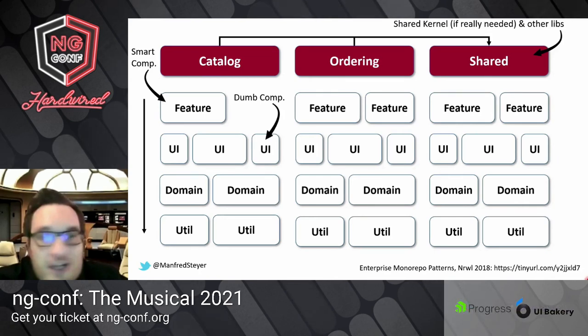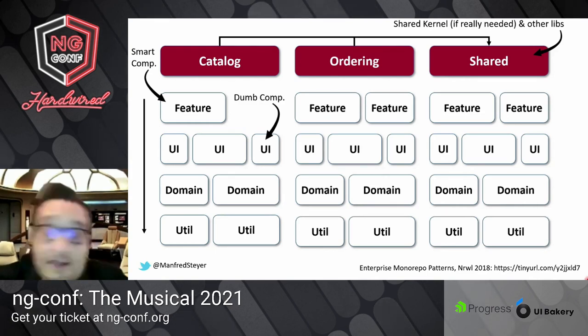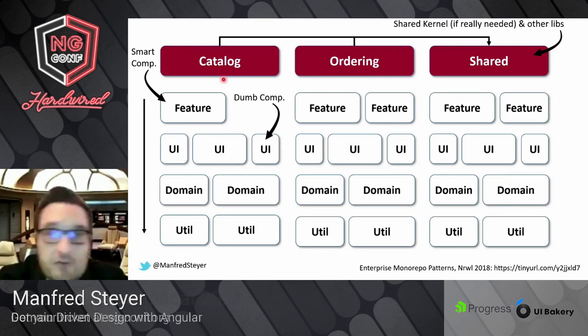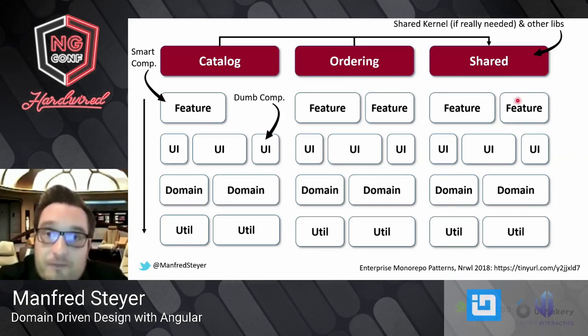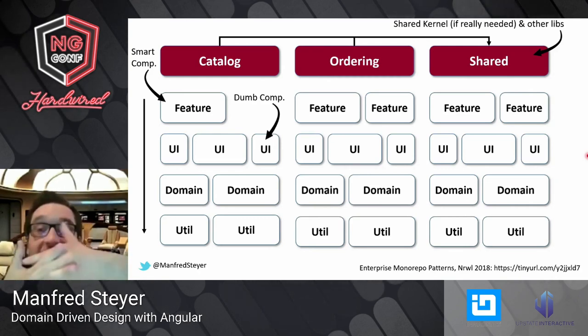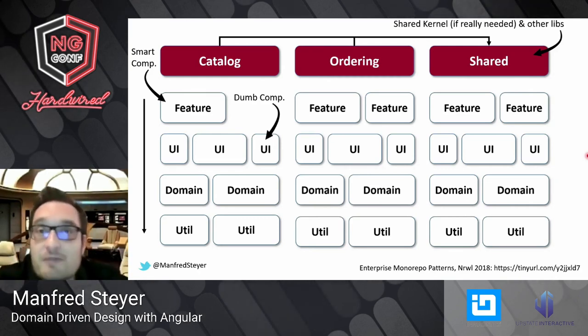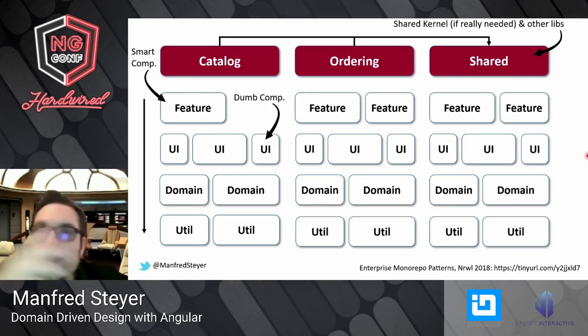And of course, you can also introduce horizontal access restrictions, like this here, where I'm saying, well, the catalog itself is only allowed to talk with the catalog and with the shared domain. And ordering is only allowed to talk with ordering and also with the shared domain. One more time, this prevents that everything is accessing everything else, and so we can prevent the situation I've shown you before with the picture with all the cables on.